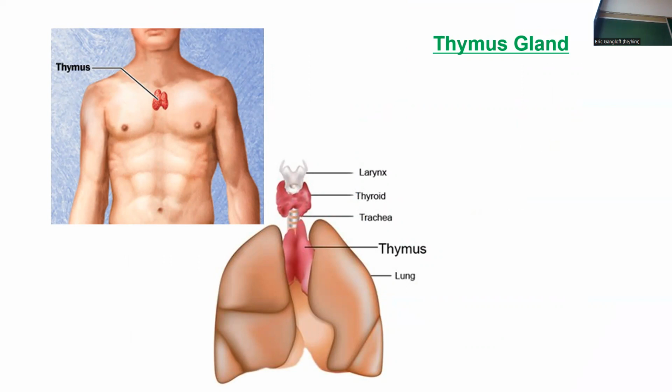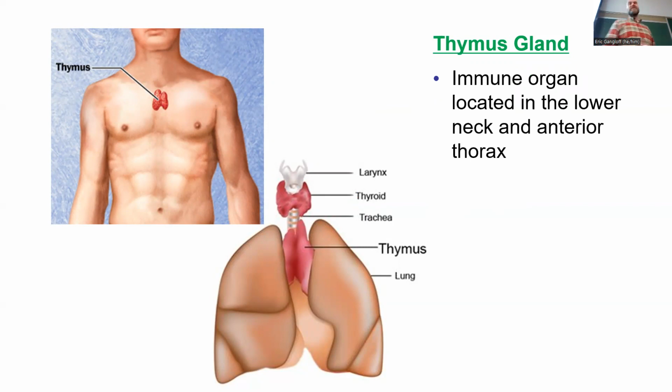The thymus is actually in the mediastinum, that central cavity in your chest between your lungs, and that includes your heart and your trachea right in here. So your thymus is more down here, kind of protected by your sternum. The thymus, as you know, is an important immune organ as well.